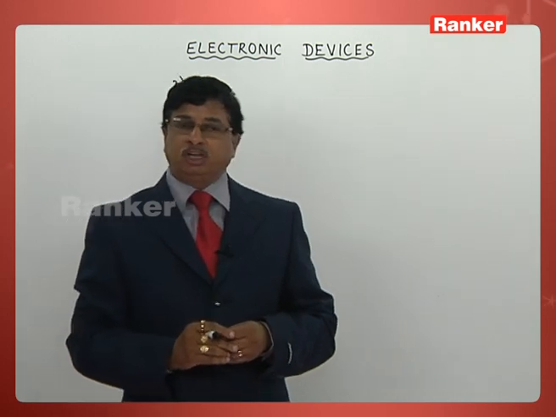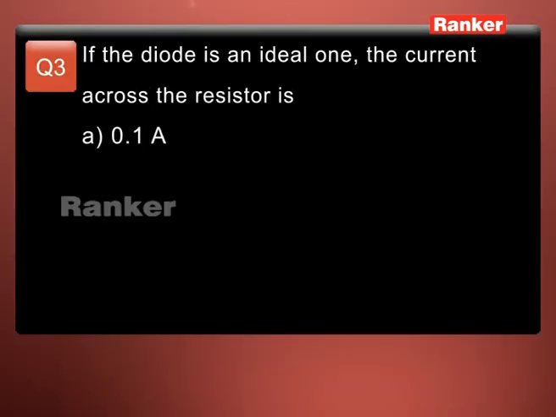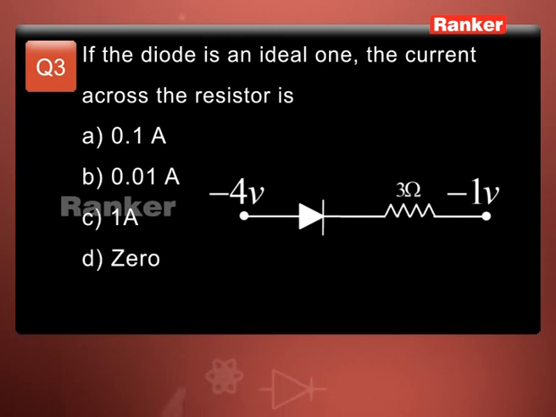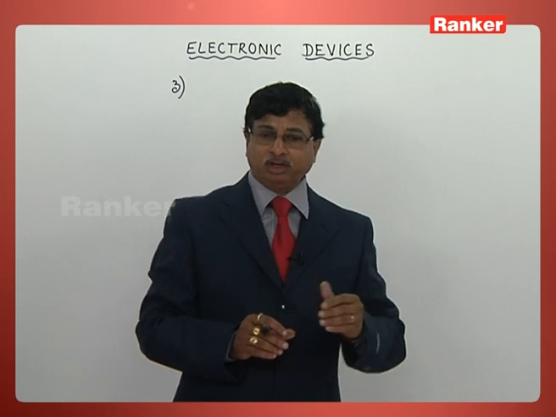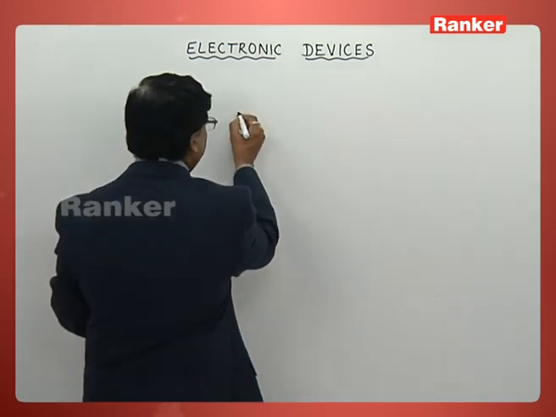In the next problem, that is problem 3, he gave a branch of a circuit. If the diode is an ideal one, the current across the resistor is how much? The options are given this way. 0.1 ampere is the first option, 0.01 ampere is the second option, 1 ampere is the third option, and 0 ampere, no current, that is the fourth option. Look at the branch of the circuit what has been mentioned here.